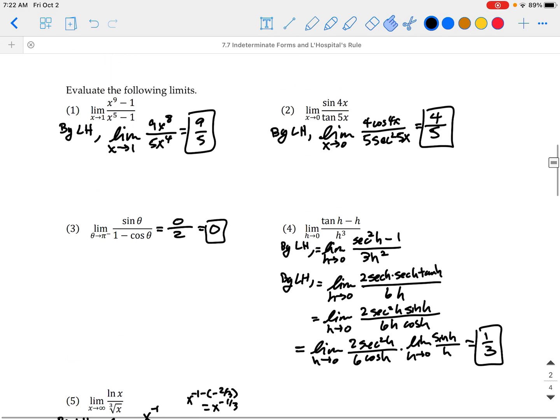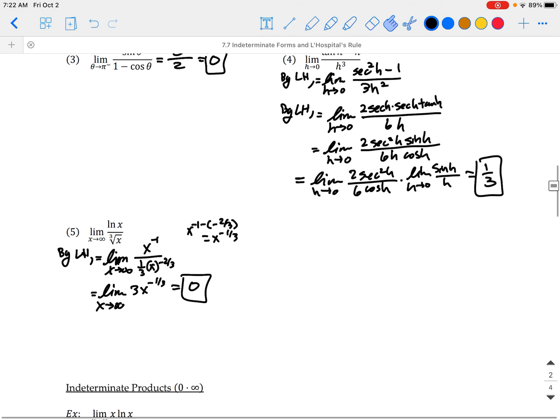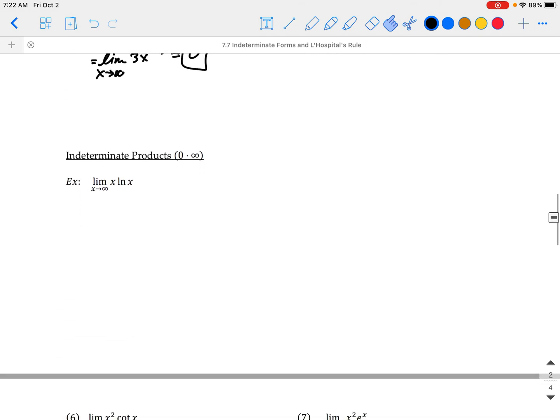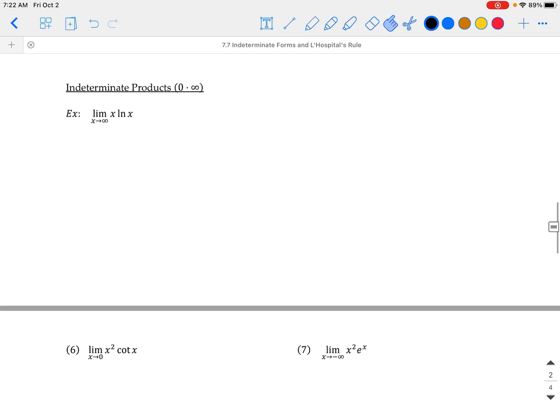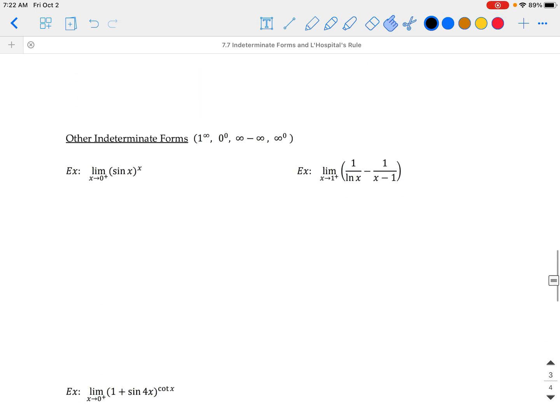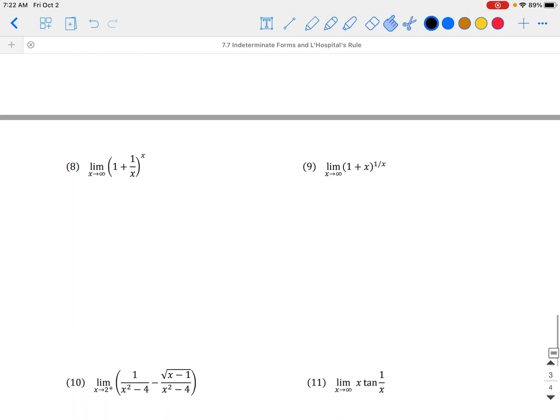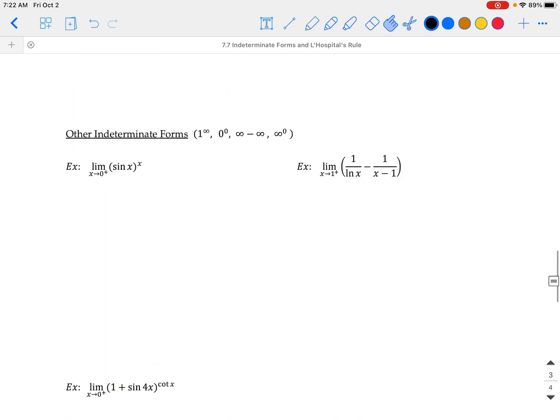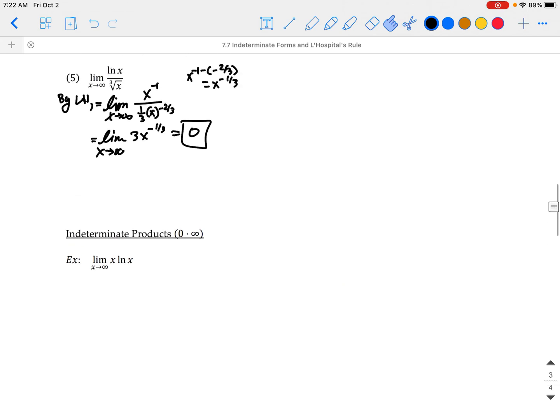All right, so again, just kind of preliminary review, L'Hopital rule problems. Now we're going to get into the more complicated versions where we have to kind of manipulate a little bit more. So these are the indeterminate products and then other indeterminate forms. So we've got quite a few to look at here. So I'll stop the video here, and then we'll come back for part 2.